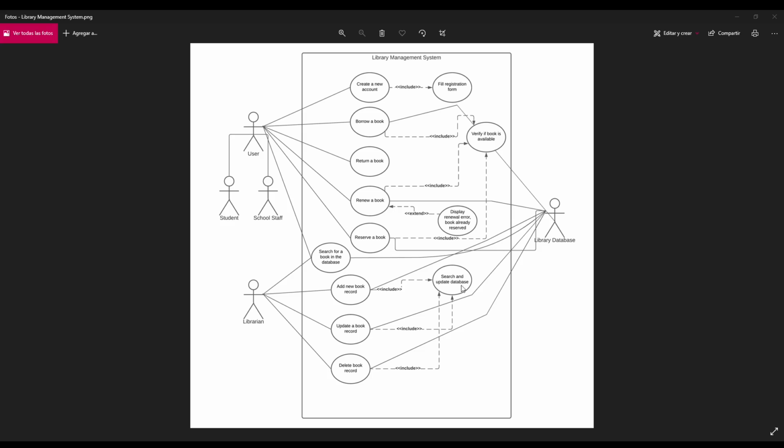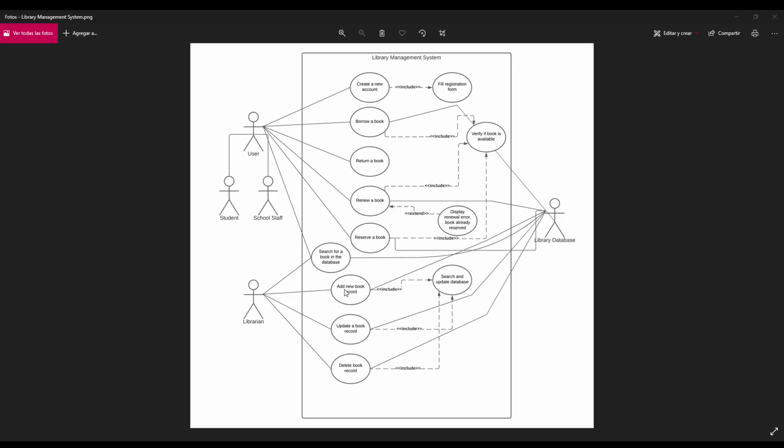We also have more actors. We have, for example, the librarian. That will be the person that works most of the time with the management system, and she will have more privilege than a user. For example, he or she will have the ability to add a new book record, update a book record, or delete a book record.